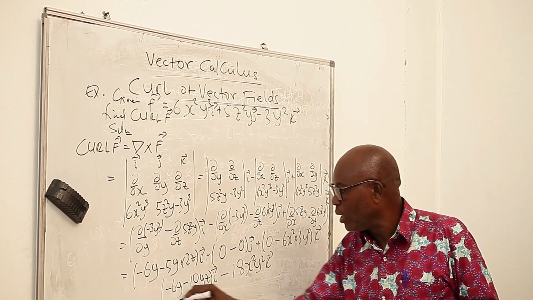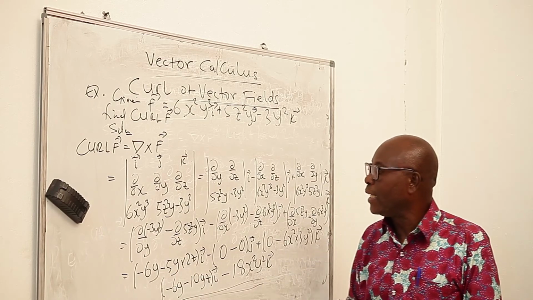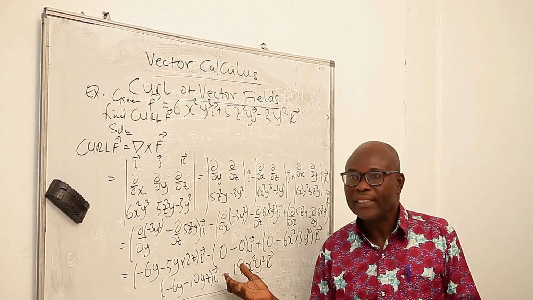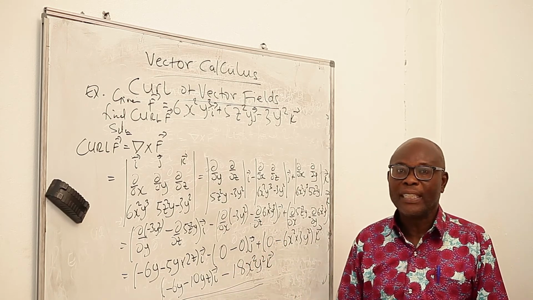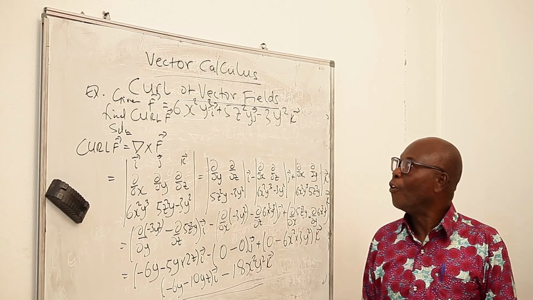And so this is how we calculate the curl of a given vector field in 3 dimensions. Curl only happens in 3 dimensions. And so that brings us to the end of this lecture.